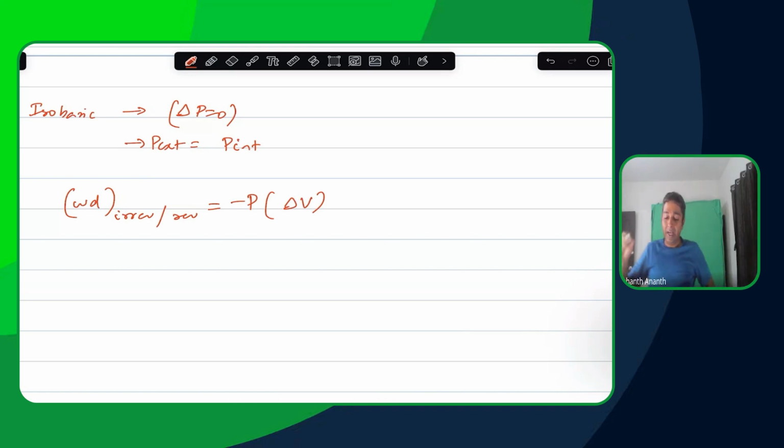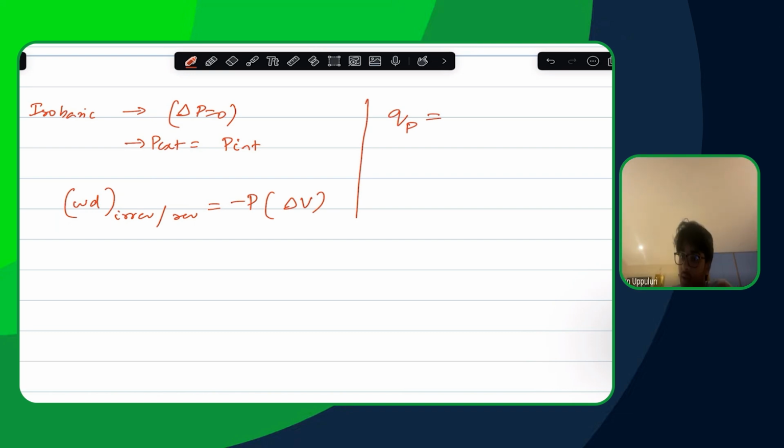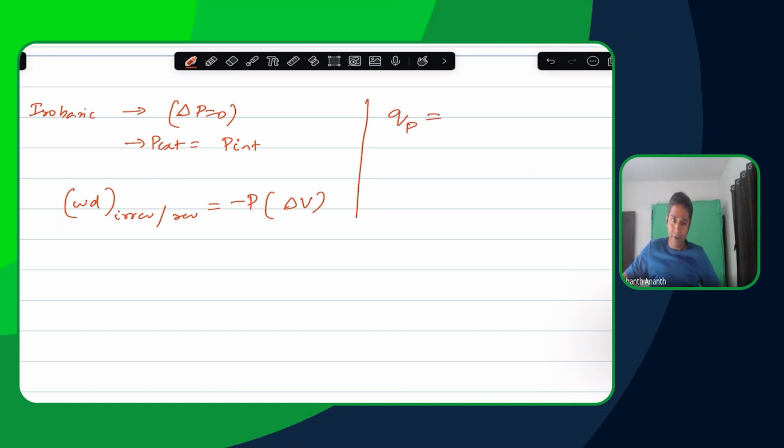Now, in this case, what will Q be? Q at isobaric, constant pressure, right? So I'm going to represent it as QP. How will I write this Q here? How will I find this Q? That has to be found using delta U, correct? Delta U is going to be Q plus work done.